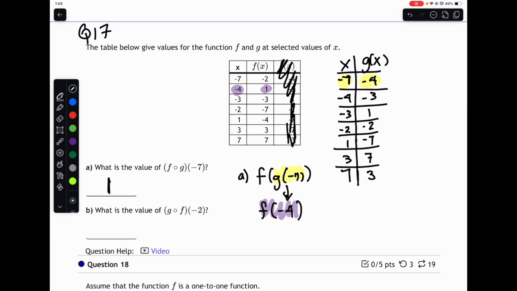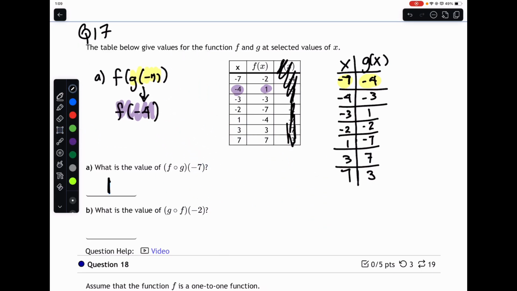Now to do part B, let me move this over. To do part B, we do the exact same 2 steps, but in the opposite order. So part B, we want to now do g of f at -2. We'll begin by first evaluating the inside part. Using the table on the left for f, we're going to look at the x value of -2, and we see that that value is 7. So we're going to replace this with 7, and plug that 7 into the outside function g.